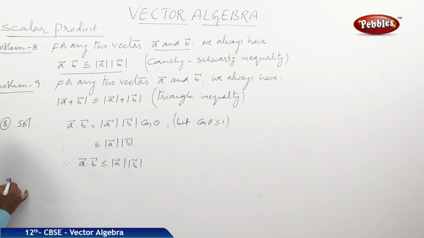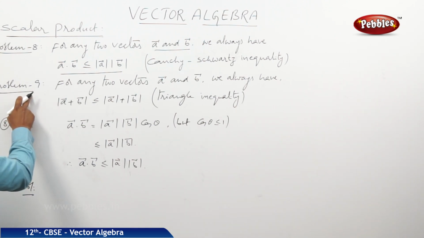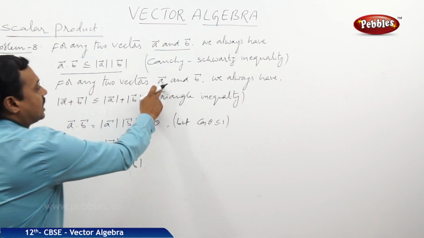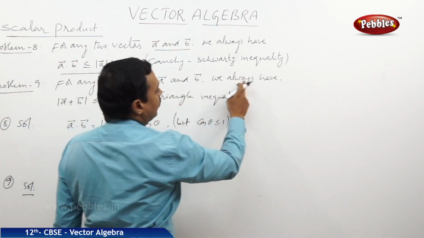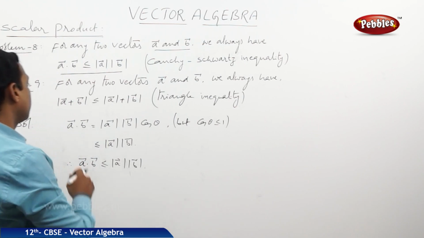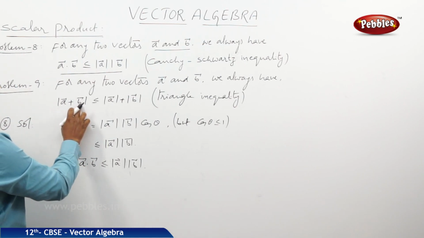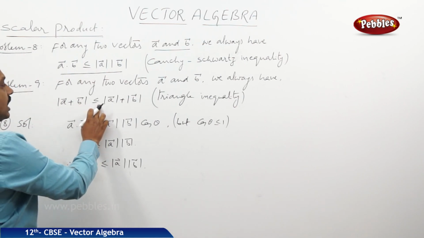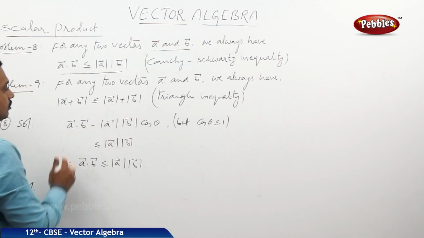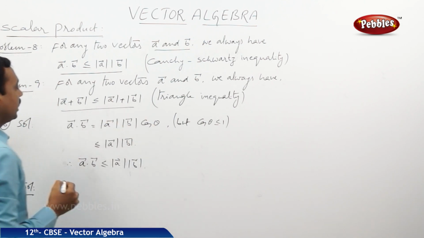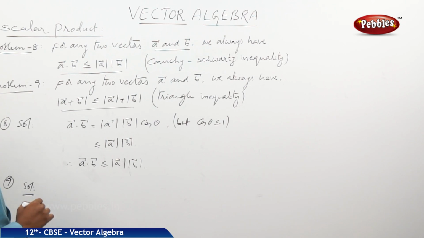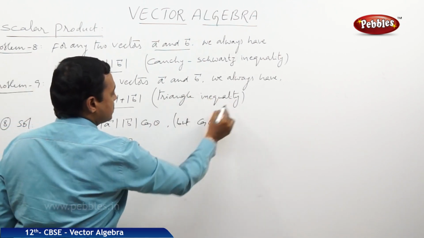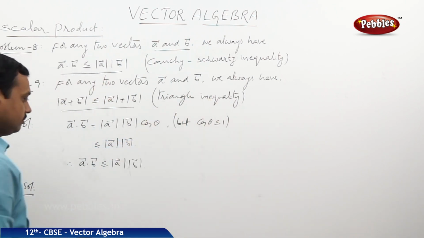Next one, the ninth one. For any two vectors A bar and B bar, we always have modulus of A plus B less than or equal to mod A plus mod B. Modulus of A plus B less than or equal to mod A plus mod B is known as the triangle inequality.